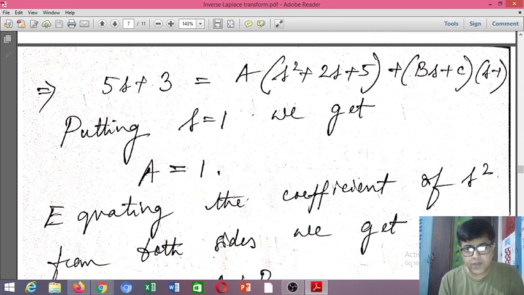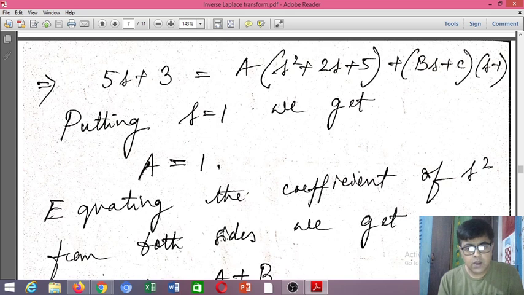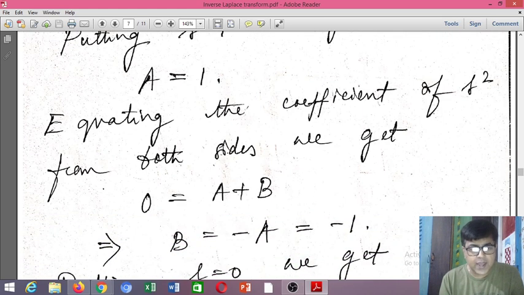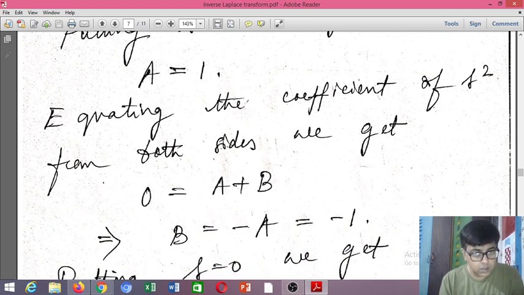The moment I get the value of a equal to 1, I now equate the coefficient of s square from both the sides. On the left hand side there is no coefficient of s square, which means the left hand side will be 0. On the right hand side there is one coefficient a, and one coefficient will come from the multiplication of bs with s, that is b. So it's a plus b, which means a plus b must be equal to 0. Now a is already known to be equal to 1, so b is minus 1.